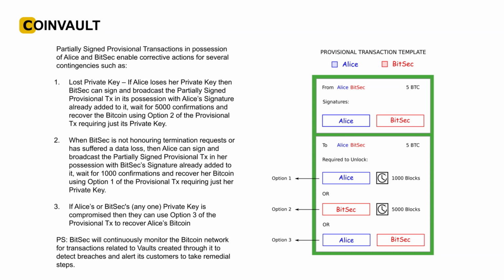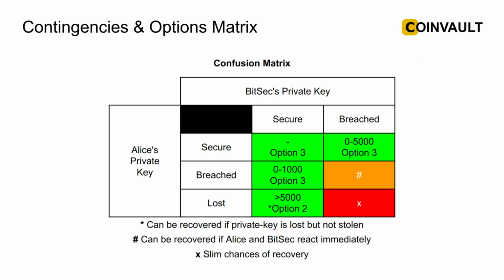Over and above that, if ever Alice's private key is lost, BitSec can sign and broadcast the provisional transaction, and then recover Alice's coins using option 2 of the provisional transaction. To sum it up, we can see what options of the provisional transaction can be used to recover coins and prevent loss under various circumstances here.